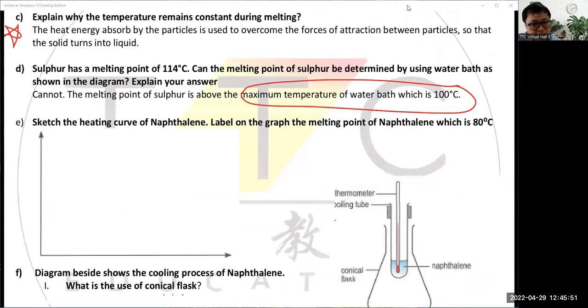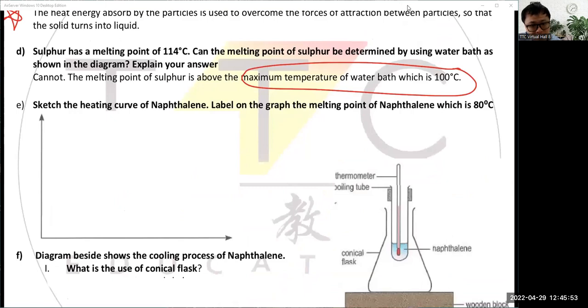Okay, sketch the heating curve. The heating curve of the naphthalene, where the melting point is 80 Celsius. So this is how you sketch it. Okay, first the dimension here is temperature.